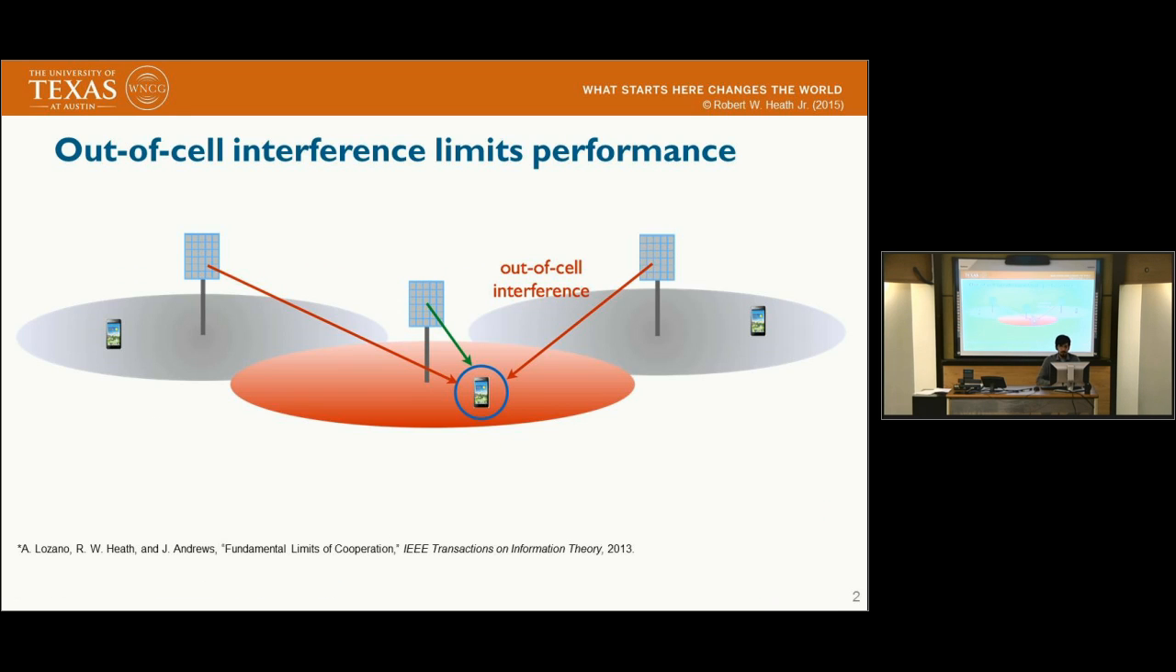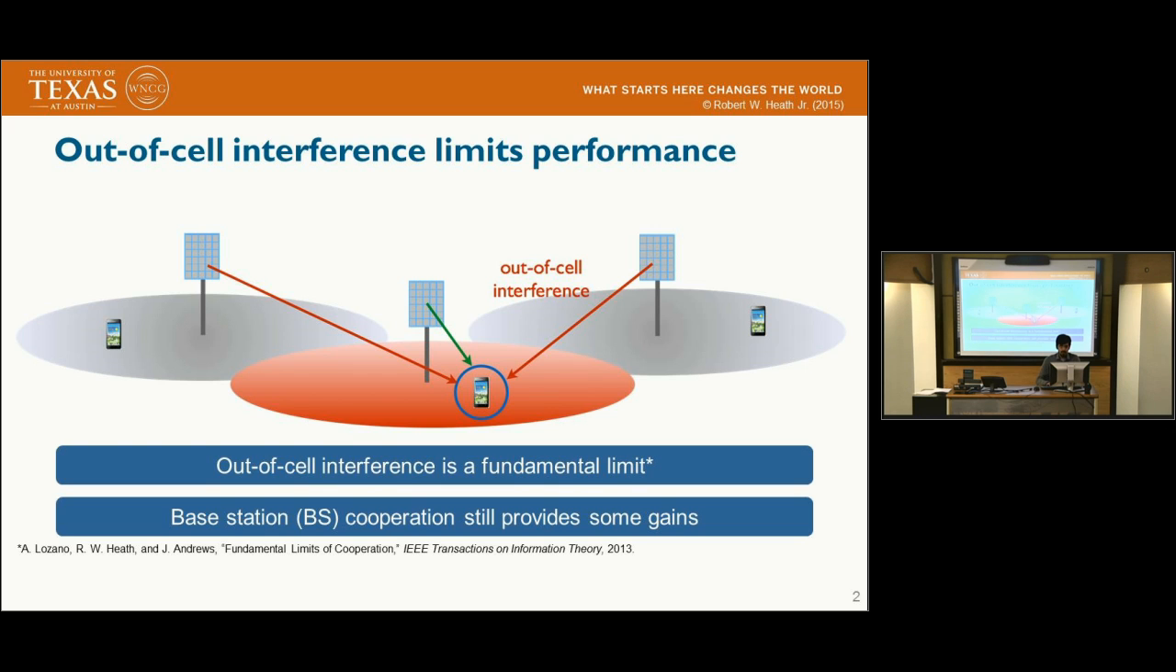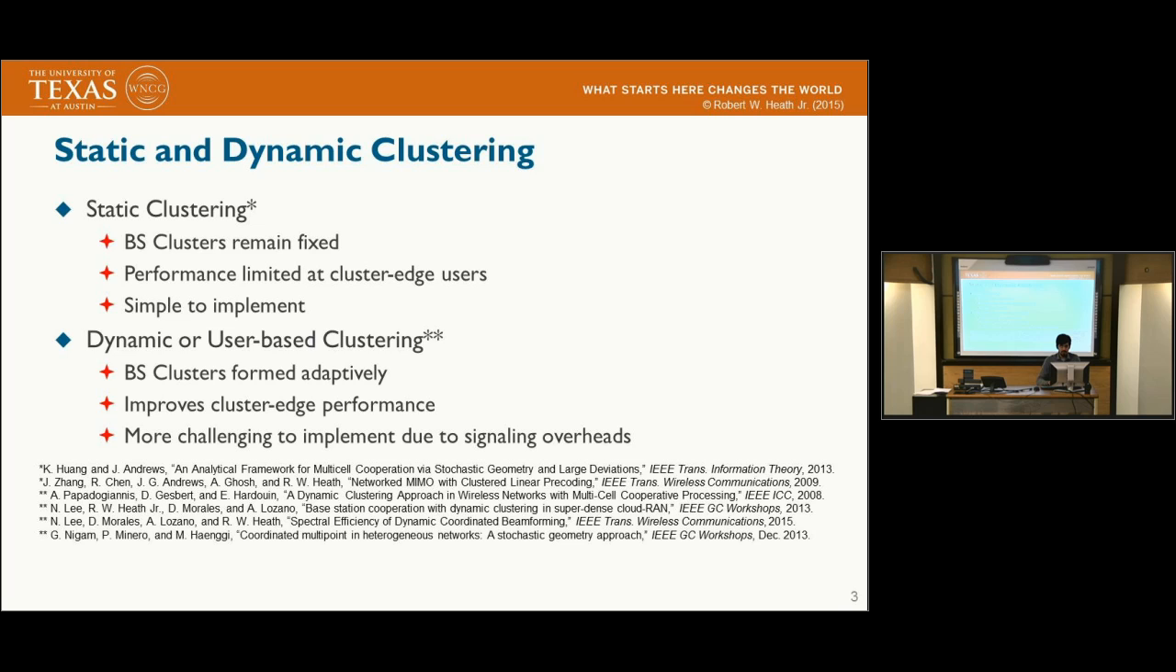It is well known that out-of-cell interference in cellular systems is a key performance bottleneck. However, base station cooperation can help combat out-of-cell interference and improve the performance of the network. There has been a lot of research on base station cooperation and clustering schemes to combat intercell interference in cellular systems. Such clustering schemes could be broadly classified as static and dynamic clustering approaches.